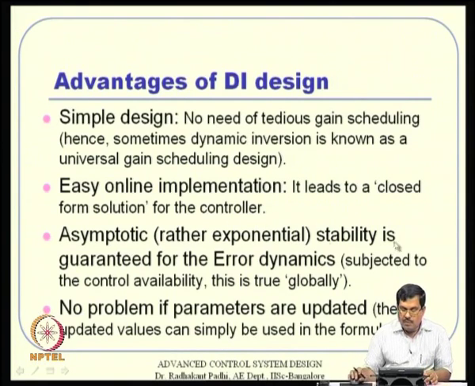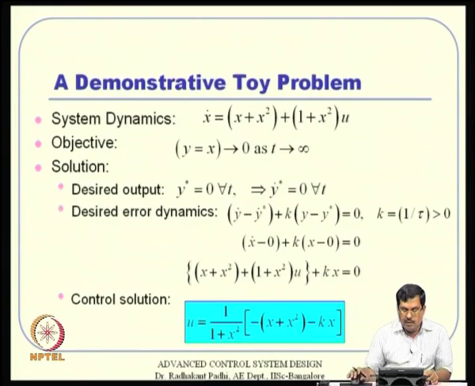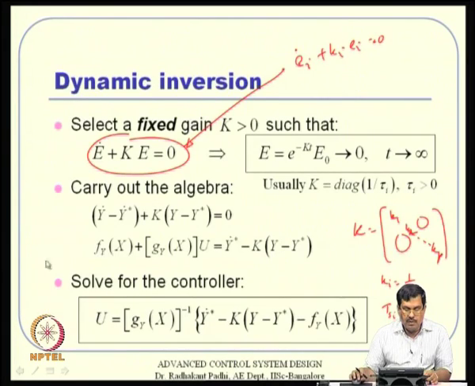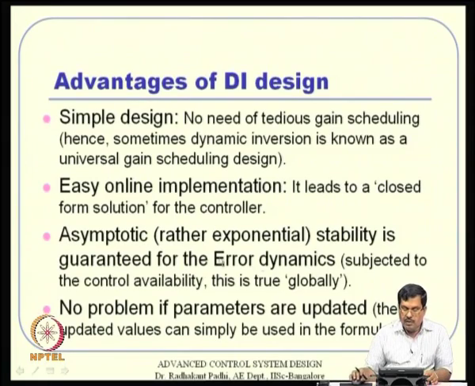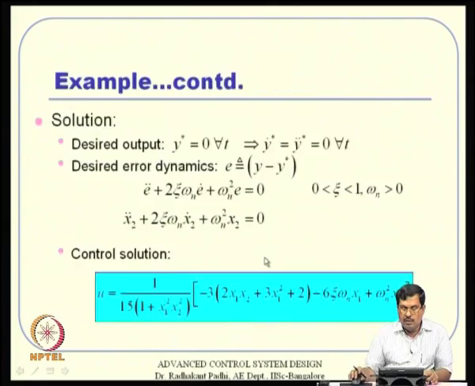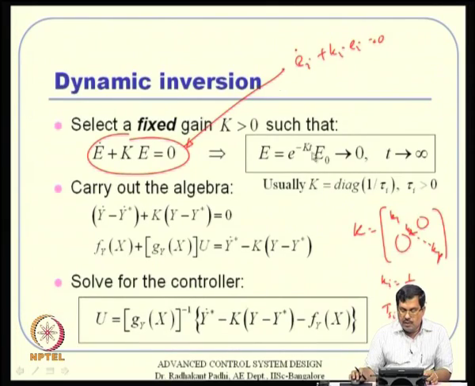Now, asymptotic, rather exponential, stability is guaranteed for the error dynamics, and of course, as I keep on telling, subject to control availability. If your control is not saturated, it is still within the bound, rates are not an issue, then the expression that you have derived can be interpreted in a reverse way, because this expression is not compromised. Whatever you are computing, you are able to give. So ultimately you are enforcing this dynamics, and that is why exponential stability is guaranteed for the error dynamics, because the solution we all started with is exponentially decaying.